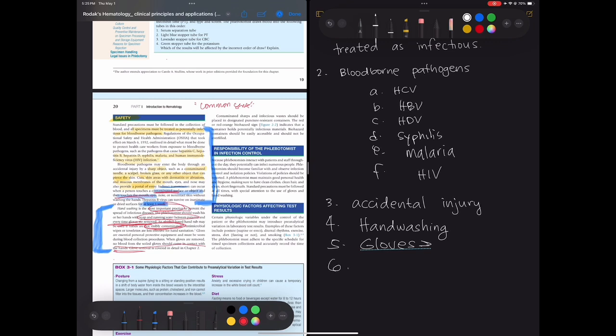Next, we need to know where we have to dispose of our syringes or needles after use. We know that they are all disposables. We need to put them in a puncture-resistant container with a red or red-orange biohazard sign.